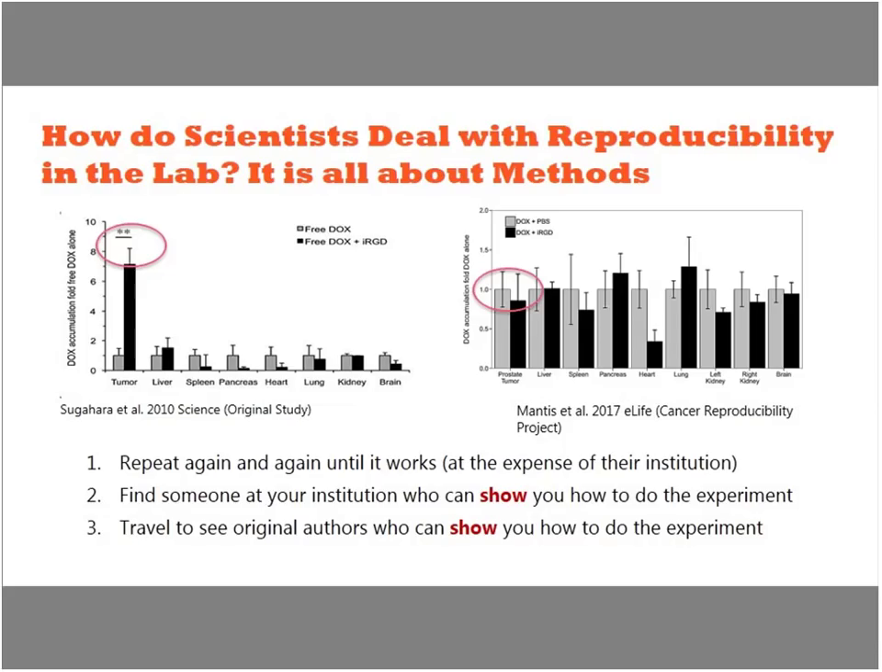What's wrong? Because it's very likely that Sugahara et al. are not lying about this. I'm sure that they were successful in showing this. They clearly have the data to back it up. The problem is that I can't make it happen, and that's a big issue. So that's really one of the main issues with reproducibility.